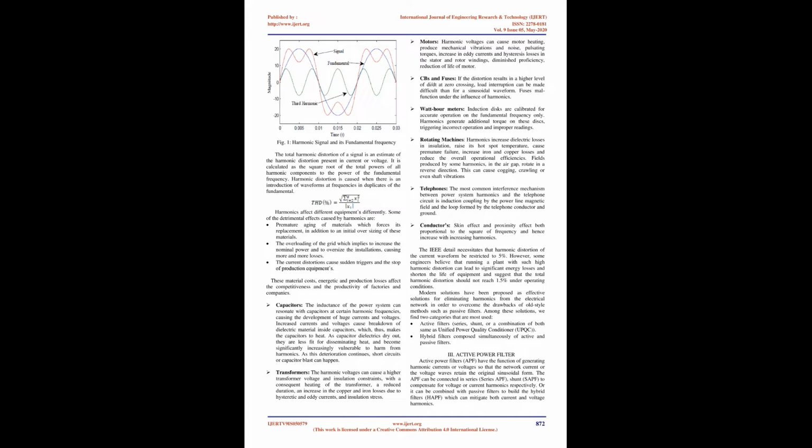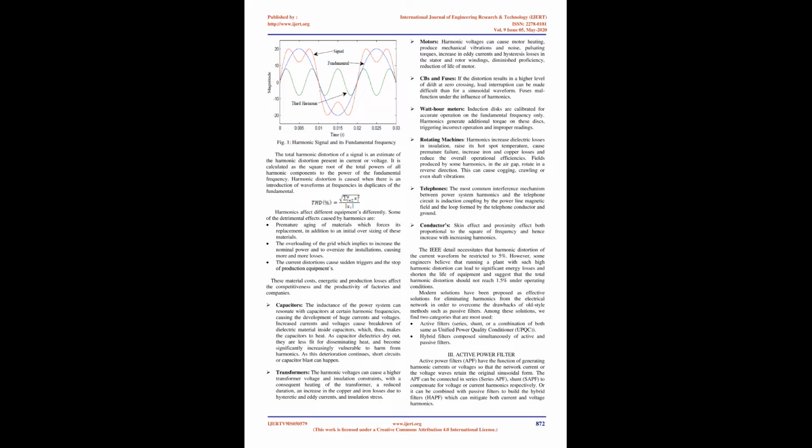The total harmonic distortion of a signal is an estimate of the harmonic distortion present in current or voltage. It is calculated as the square root of the total power of all harmonic components relative to the power of the fundamental frequency. Harmonic distortion is caused when there is an introduction of waveforms at frequencies in multiples of the fundamental.